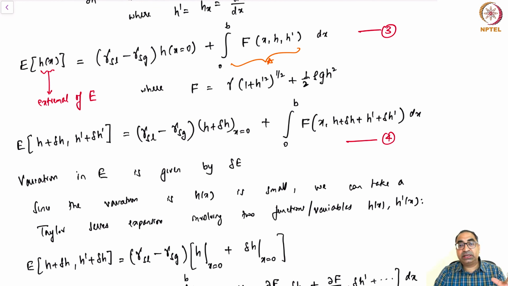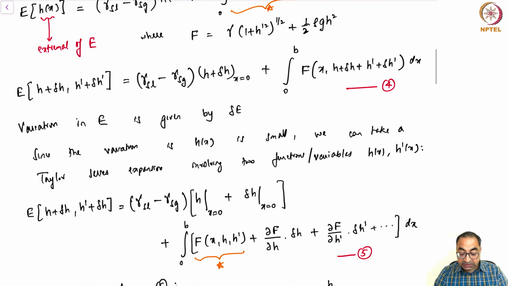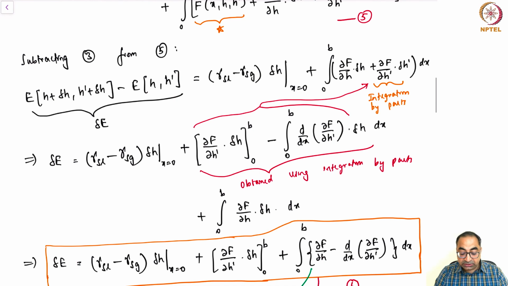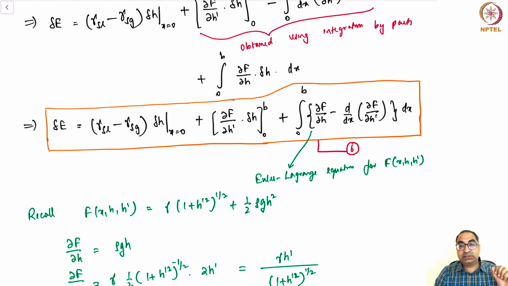Then we considered an arbitrary variation of the interface shape. If h of x is the extremal, we looked at variations to this h of x as delta h or delta h prime. We did a Taylor series expansion about the extremal shape, meaning we are very close to it, and then found the change in the energy, and we want the change in the energy to go to 0. The change in the energy is shown in equation 6. The first two terms on the right hand side are boundary terms, and the last term goes to 0 because the Euler-Lagrange equation is valid for capital F.